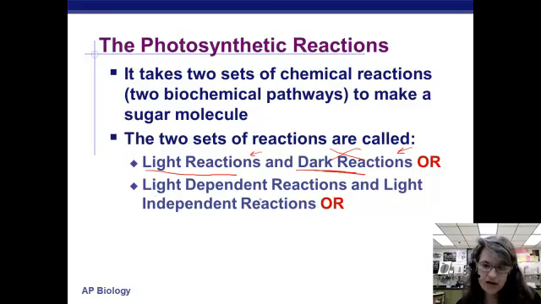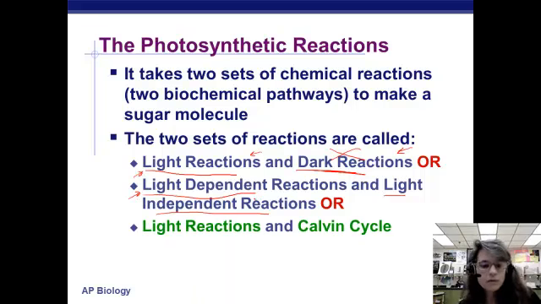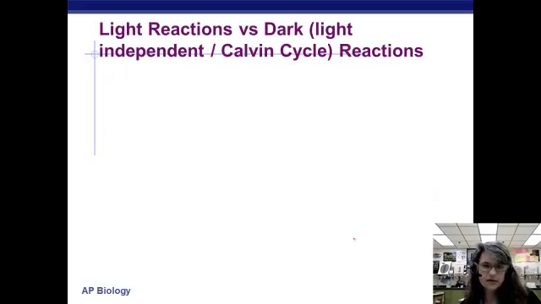This is a fine set of names, the light-dependent reactions and the light-independent reactions, meaning these reactions depend on light, and these don't depend on light. What we will tend to use is this pair of names. Remember, these are all the same processes, just different names. The light reactions and the Calvin cycle. That's the second set of reactions to do photosynthesis. Okay?